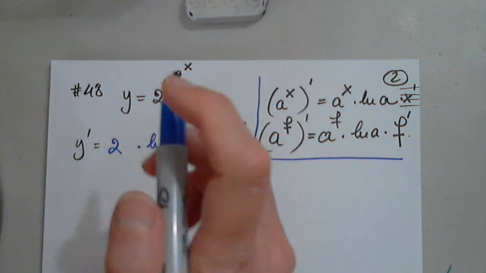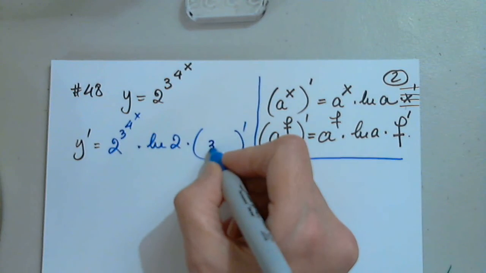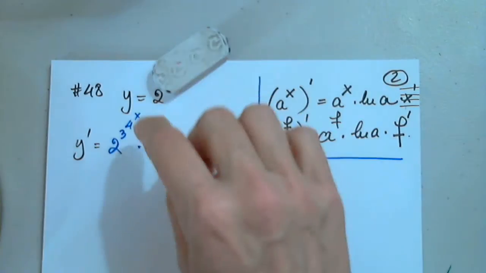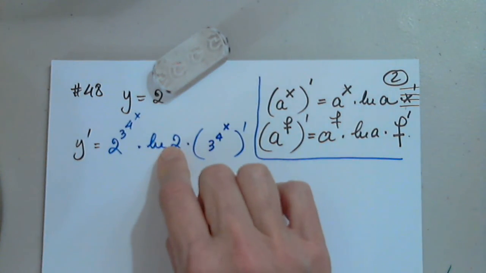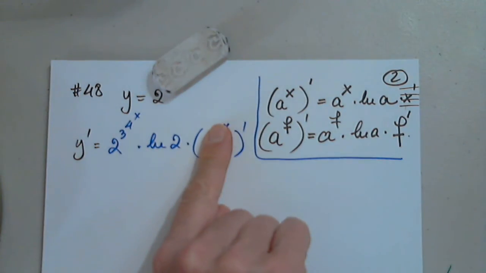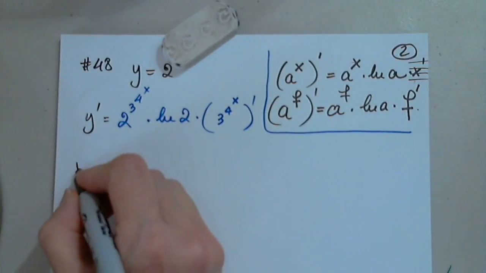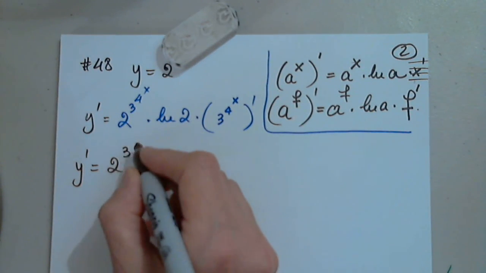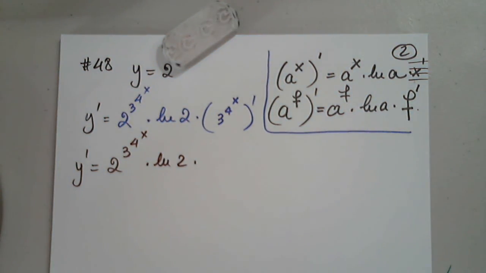So now I'm going to copy it. So 2 to 3 to 4 to x. 3 to 4 to x. So one more time. 2 to a function prime is 2 to the function times natural log 2 times the function prime. Good, moving on. That's not done. So y prime, again, I'm going to write, I can continue there. So 2 raised to 3 raised to 4 raised to x times natural log 2 times, where is my prop? Right here.